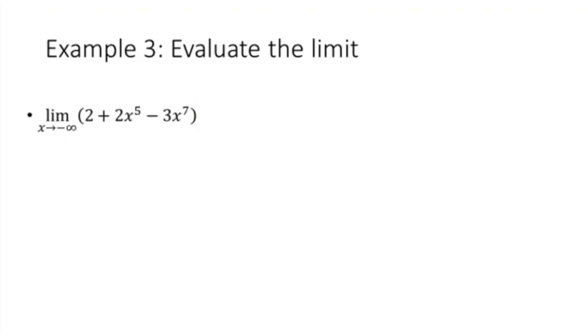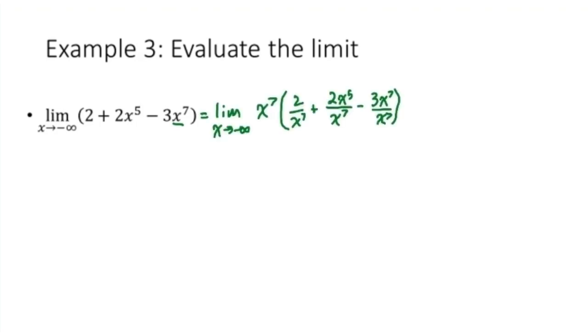Now we're going to take the limit as x approaches negative infinity of 2 plus 2 times x to the 5th minus 3x to the 7th. Just like in the previous problem, we're going to factor out the highest power of x, which here is the x to the 7th. And when we factor out the x to the 7th, we're going to divide each term of our polynomial by x to the 7th to figure out what would be in the parentheses. Then we can simplify. Now, as stated in the previous example, I could break this up even further using our limit properties, but now let's just proceed to evaluate each portion of the limit.